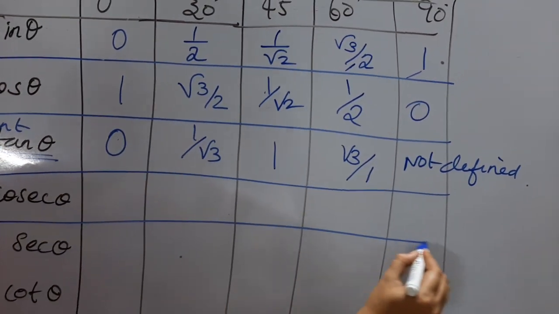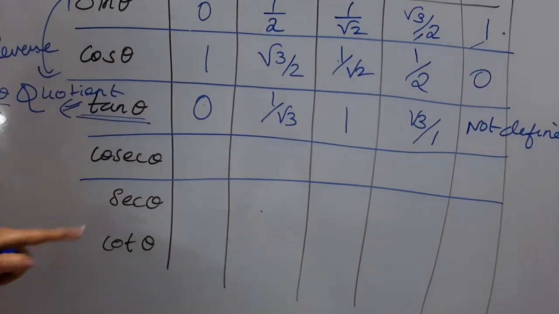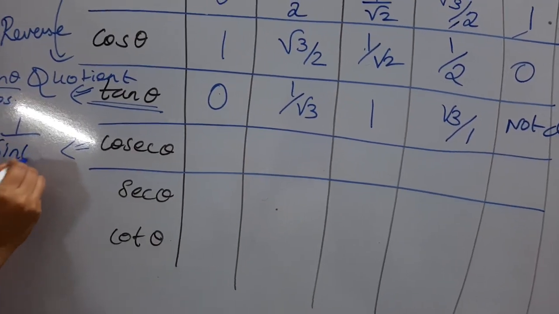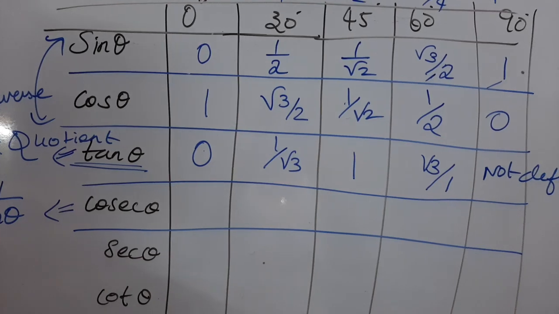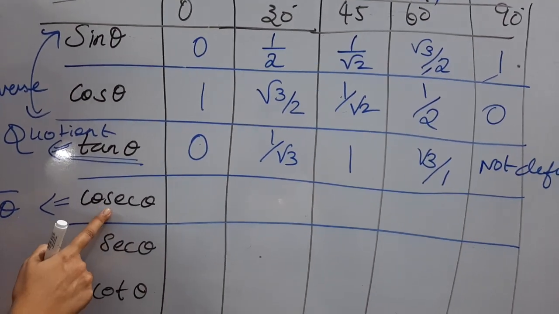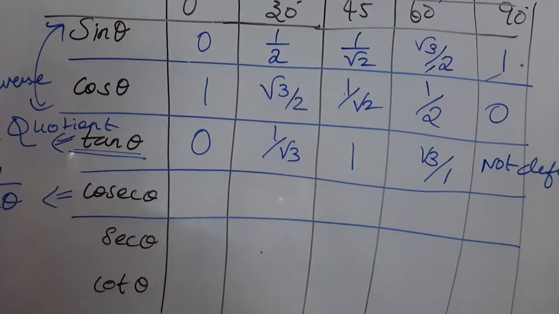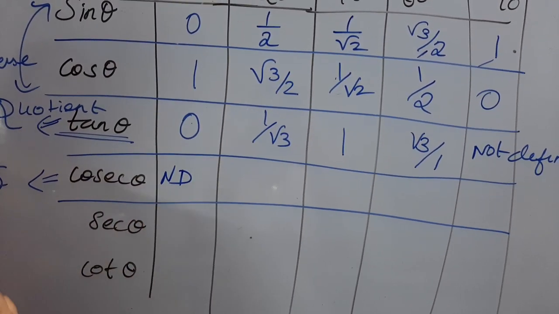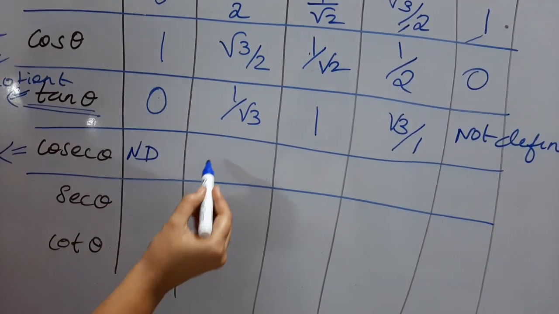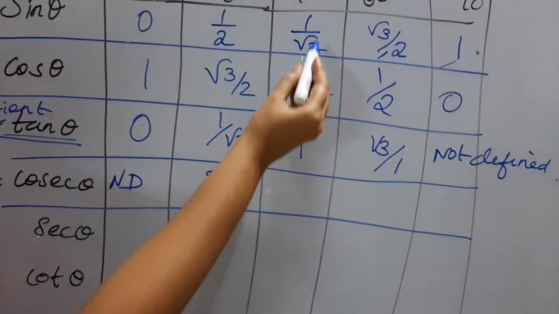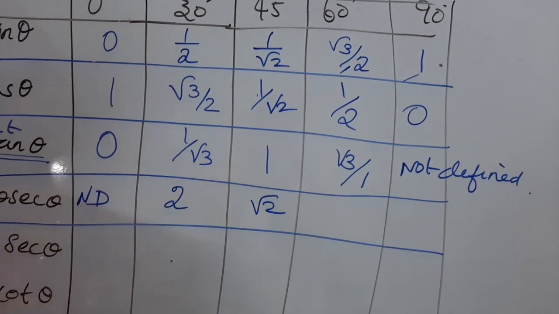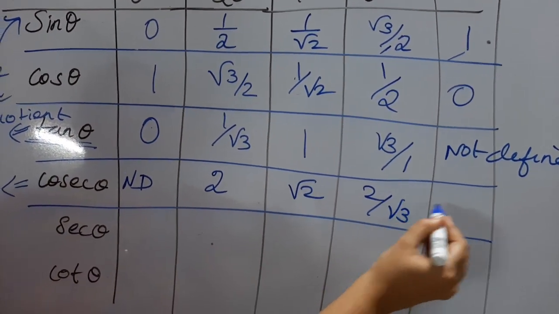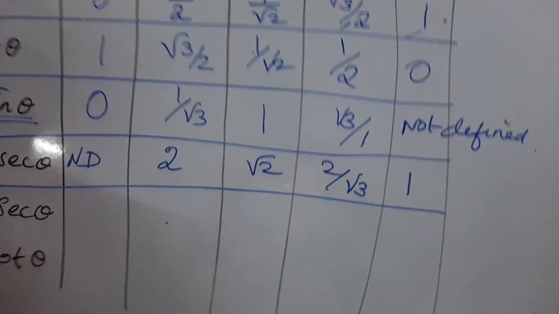Next, cosecant value. When we were learning about these trigonometric ratios, we learned cosecant is the reciprocal of sine. Cosecant theta value is 1 by sine. So 1 by 0 is not defined. Reciprocal of 1 by 2 is 2. Reciprocal of 1 by root 2 is root 2. Reciprocal of root 3 by 2 is 2 by root 3. And reciprocal of 1 is 1.